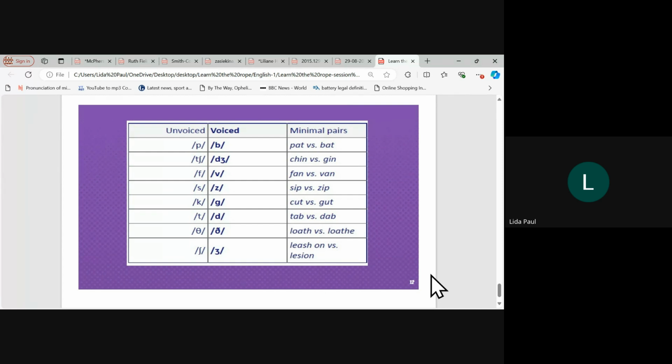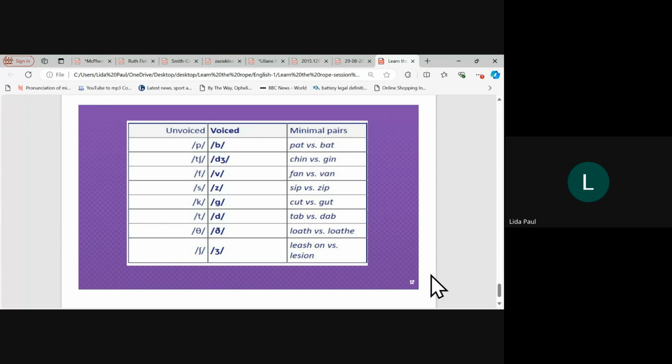What do we mean by voicing? Voicing means your vocal cord vibrates a bit, right? In the articulation of these sounds. The place of articulation is the same. Sometimes the manner of articulation is also very similar, but the difference is that the voiced sound is going to have an additional vibration. You feel an additional vibration in the vocal cord as you articulate these sounds.